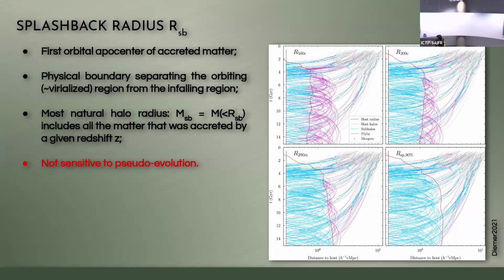So the idea is that this radius doesn't come from a definition, so it doesn't suffer from pseudo-evolution, which is really good. I agree. So how to measure it?